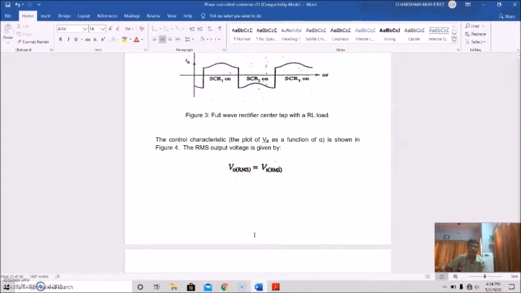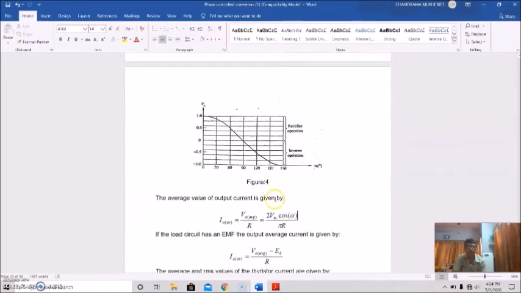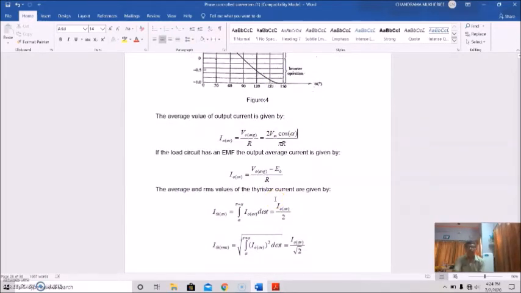The RMS output voltage will be equal to the RMS value of the source voltage Vs. The average value of the output current will be given by dividing the average value of the output voltage by R. So this is equal to 2 Vm cos alpha by pi R.